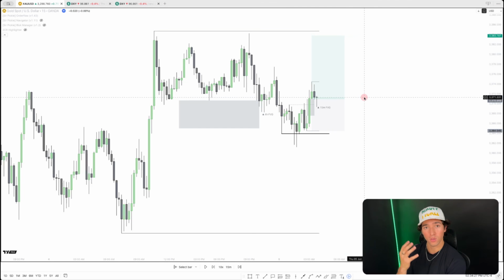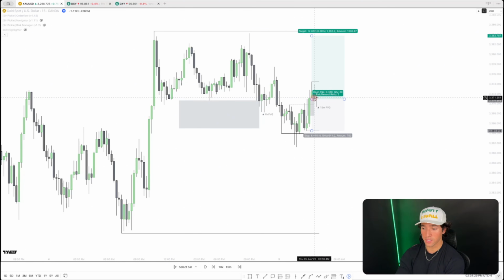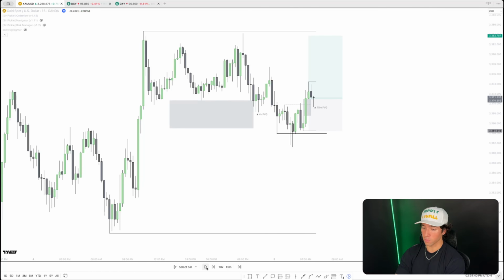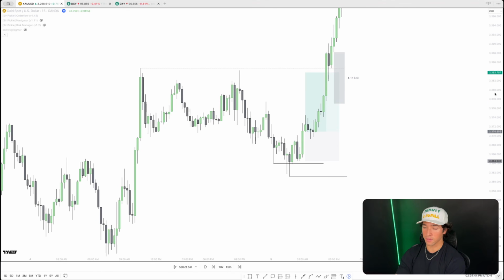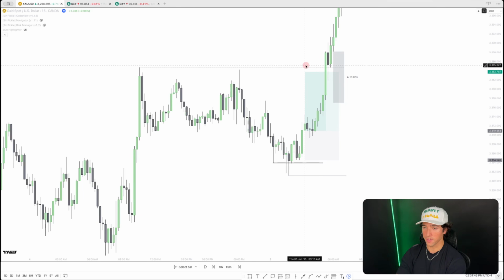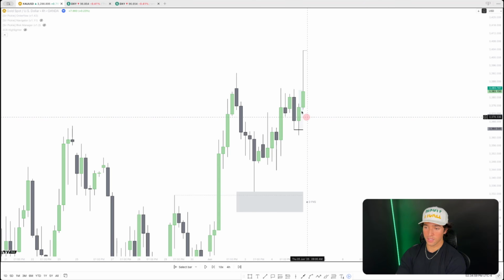And also, if you wanted to be inside of a kill zone, when is this happening? 3:30 a.m. That is right in the middle of the London session. So this is a very great trade. And let's see how this one played out. Eventually hitting 2R and completing that 4-hour pivot context right there. And this is what the 4-hour looked like for reference.